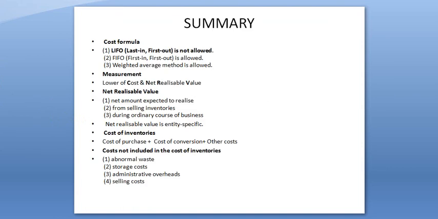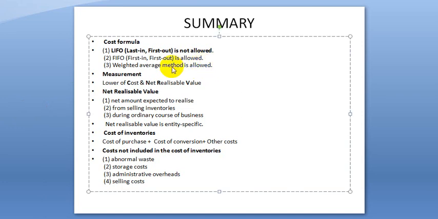the summary. Cost: LIFO is not allowed, FIFO is allowed, and weighted average method is allowed. And measurement: cost or NRV, whichever is lower. What is net realizable value? Net amount expected to be realized from selling inventories during the ordinary course of business. Net realizable value is entity specific.